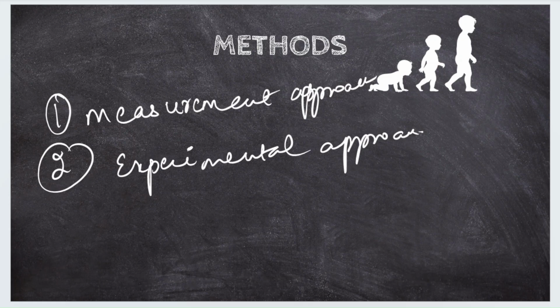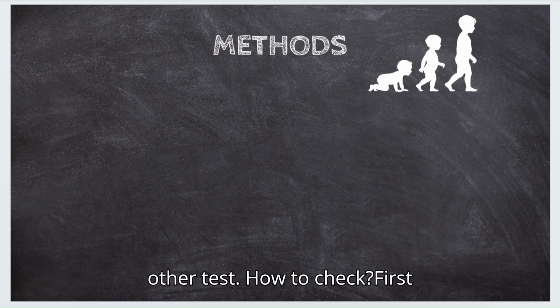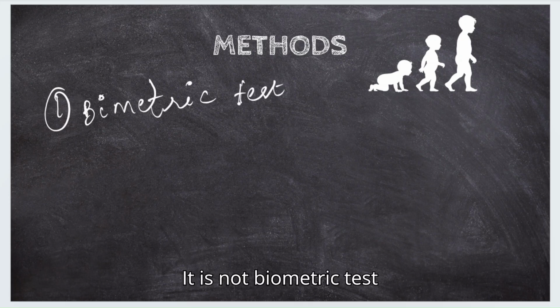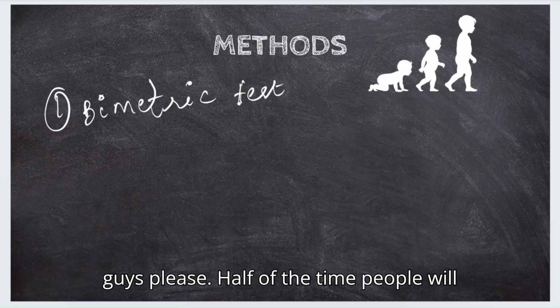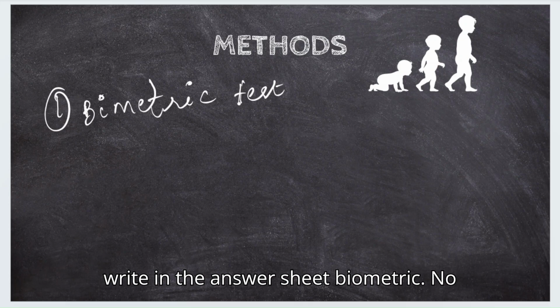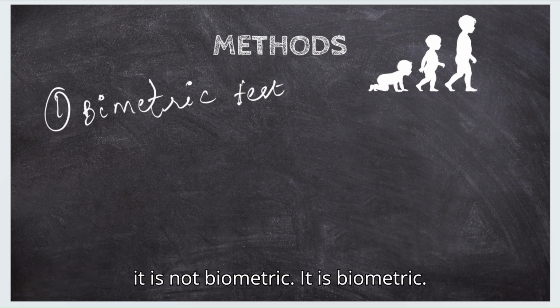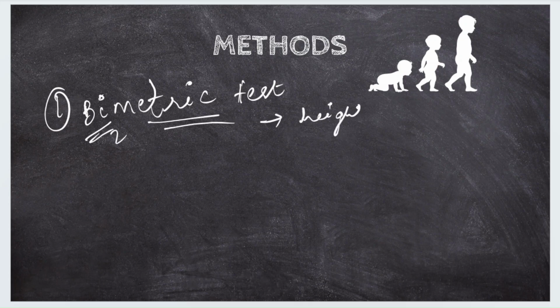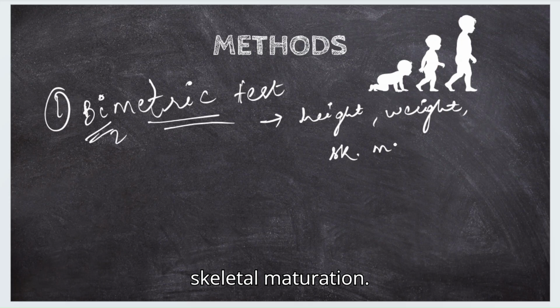There are other tests for how to check. First is the biometric test. It is not biometric, guys. Half of the time people will write biometric in the answer sheet. No, it is not biometric, it's biometric. Bi means two, metric means calculations, meaning these are the tests for height, weight, skeletal maturation.